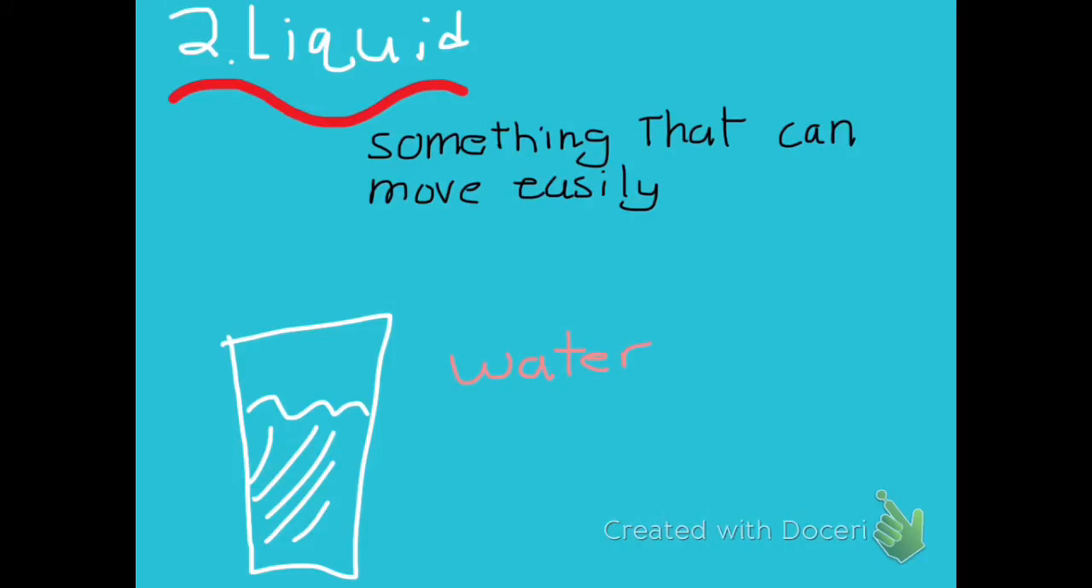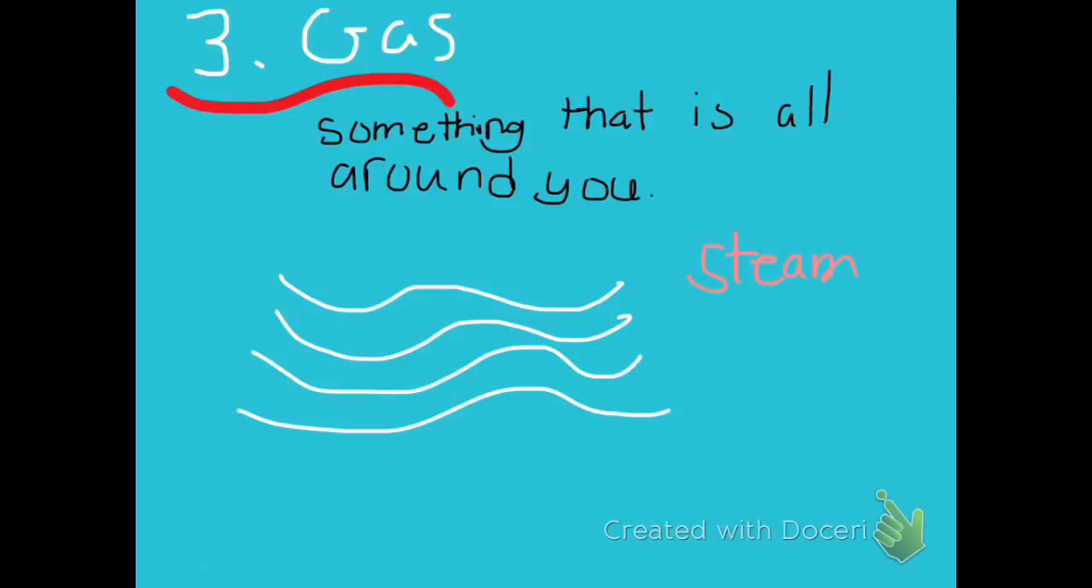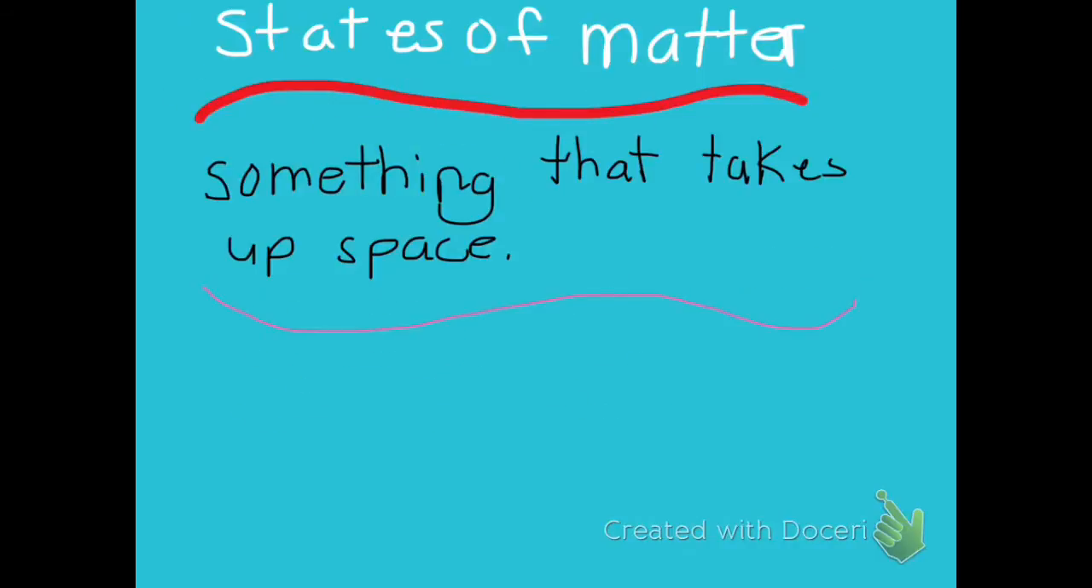On to the liquid. A liquid is something that can move easily, like water, because it can move from one container to another container. What do you think for a liquid? Now, gas. Finally, gas. A gas is something that is all around you, like steam. What would you say for gas? States of matter. Something that can take up space.